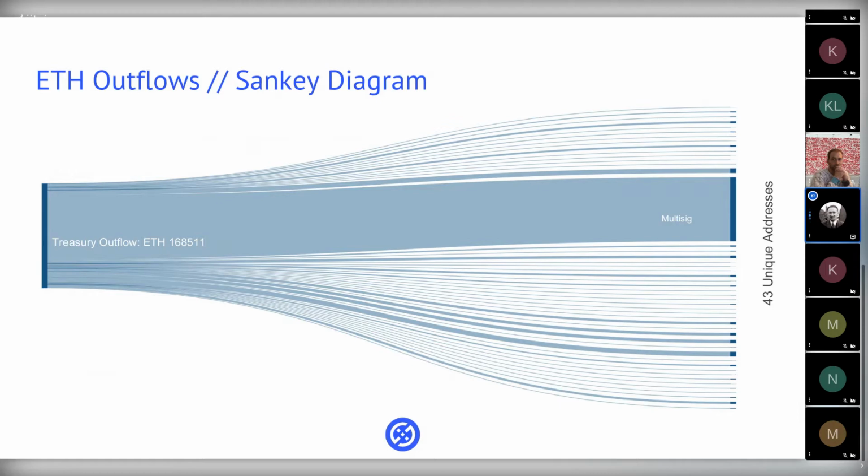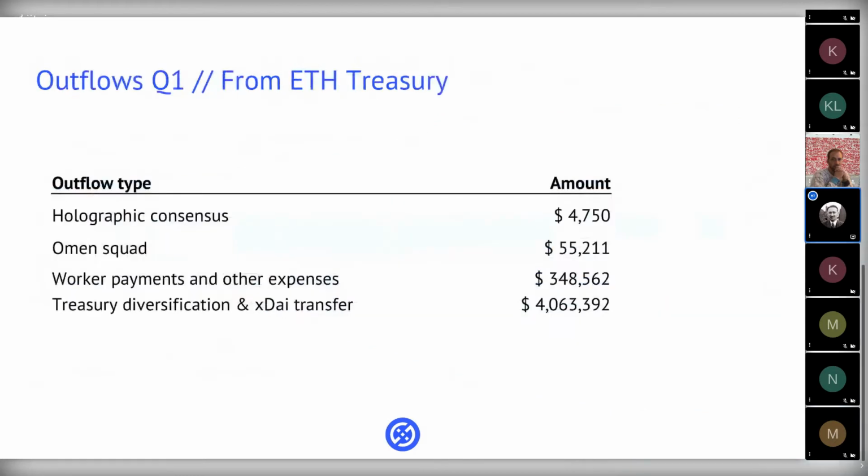And one thing that would be nice to do in the future is actually connect the Sankey chart with the different chains, so we could see the total flows going from where to where. And over the Q1, we had like 43 unique addresses, which I believe is quite good for having an average of 15 workers, right? So it kind of shows that the funds are going to different sources. And then here's just an overview of the Q1 flows, where they went to.